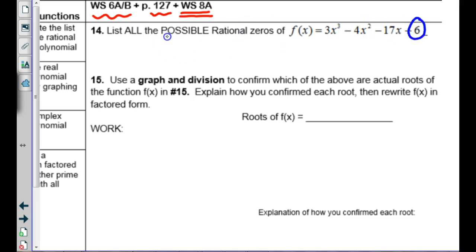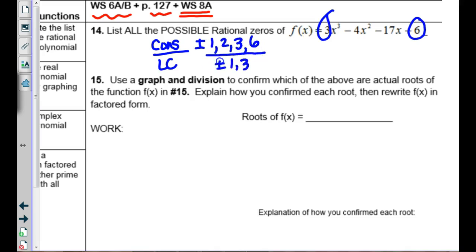All the factors of the constant over the leading coefficient, which is a 3. So what are the factors of 6? Okay. And the factors of the leading coefficient are, okay, you have to tell me plus or minus at some point. You don't have to list it on every one. But then you have to tell me what this means. You can't leave it like this, okay? 1 over 1 would be 1. 2 over 1, 3 over 1, 6 over 1.